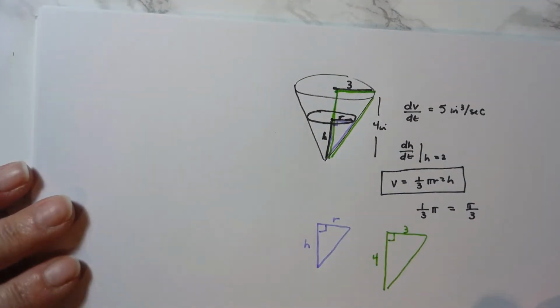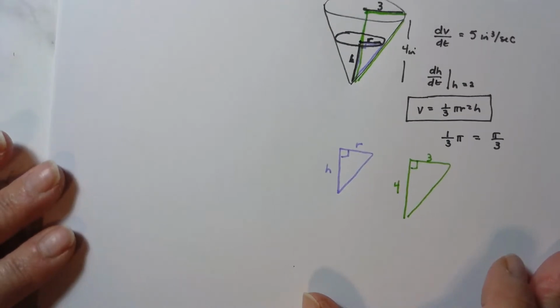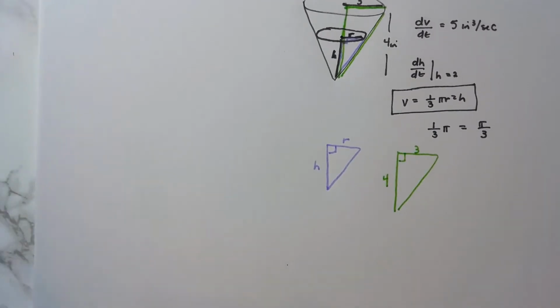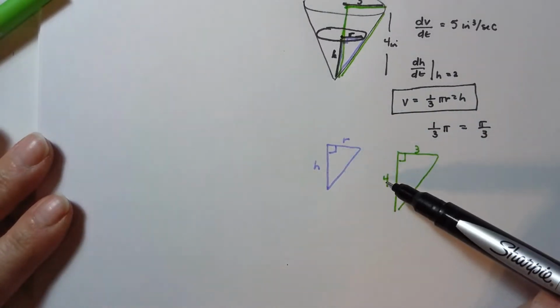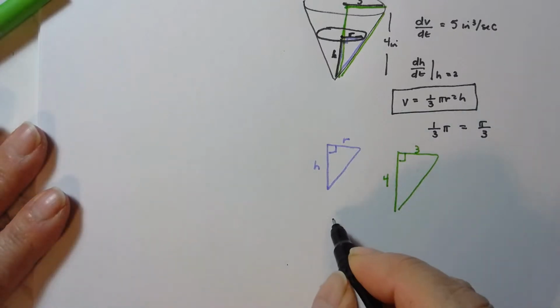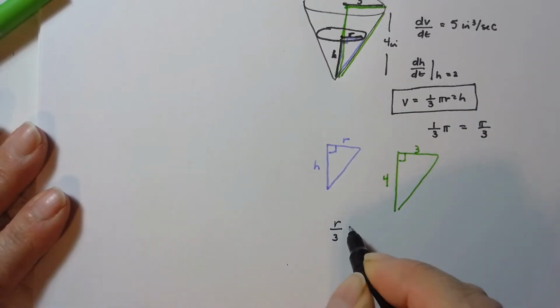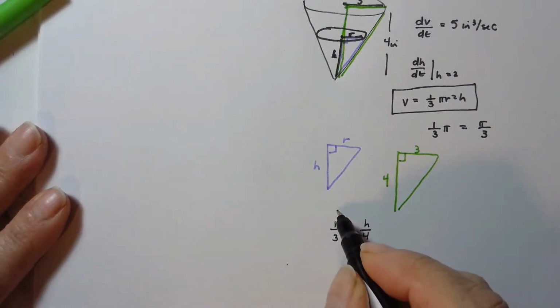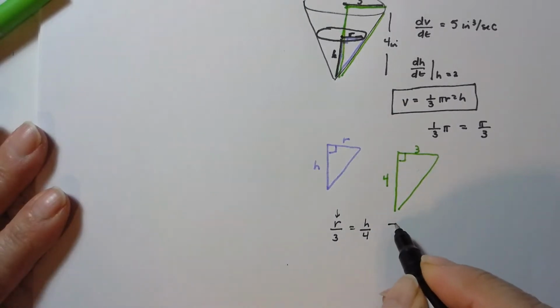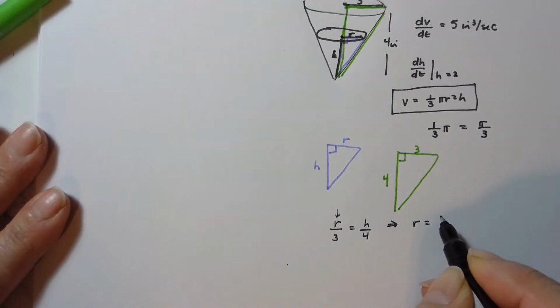And I'm going to use similar triangles to help me get rid of r. So what I can say is the following. This radius is to that radius as this height is to that height. So r is to 3 as h is to 4. I want to solve for r, so r is equal to 3 over 4 times h.